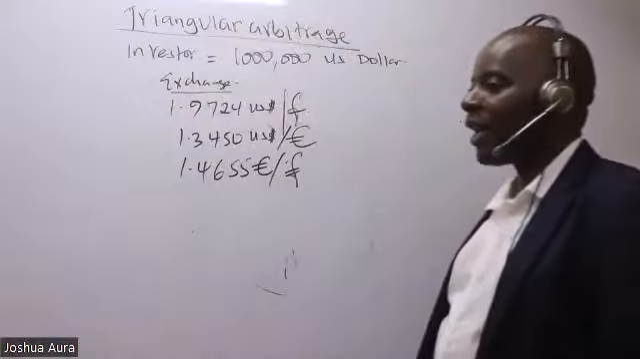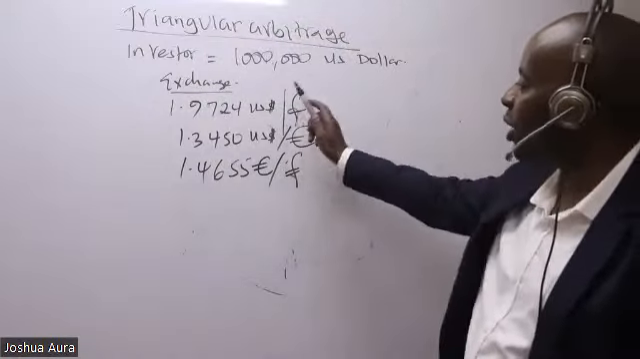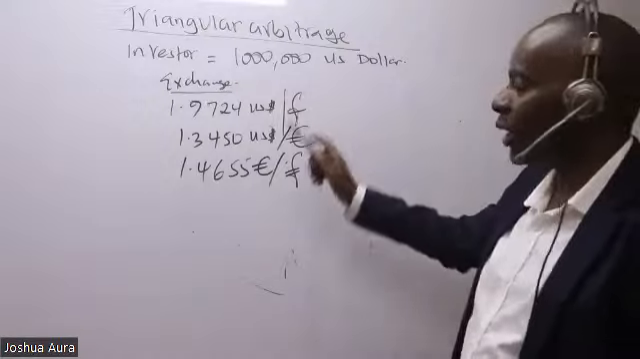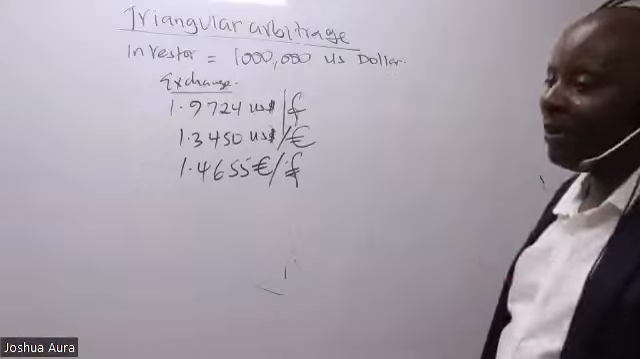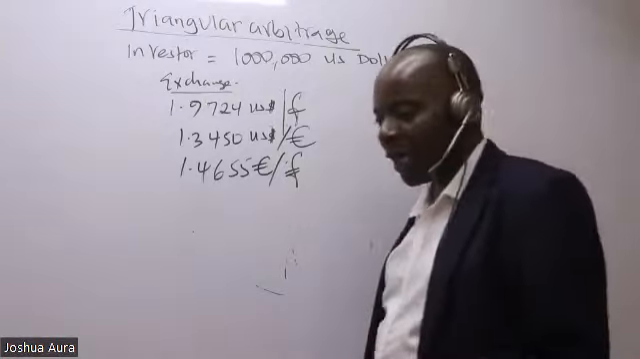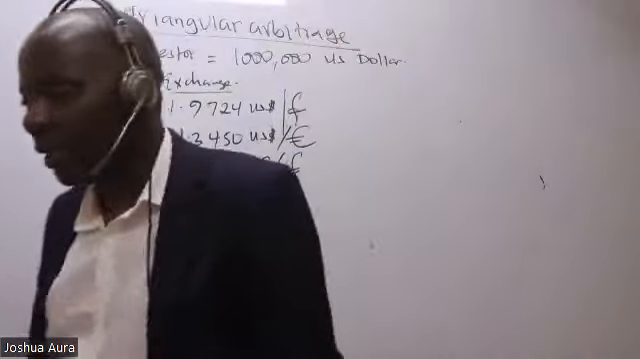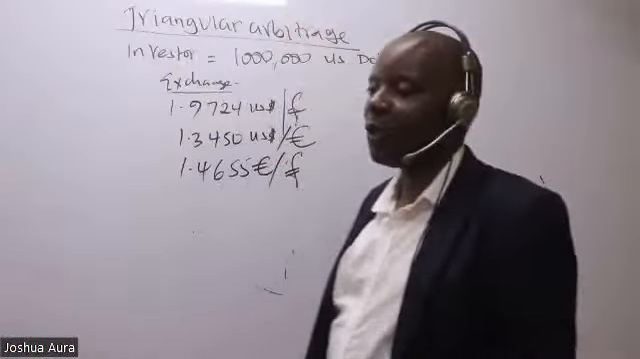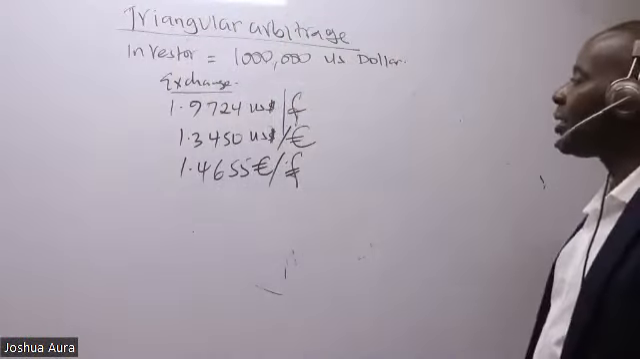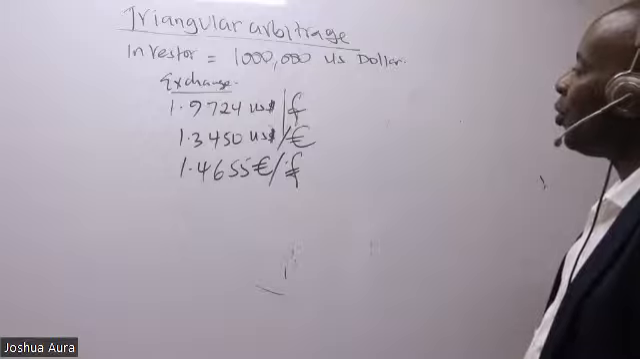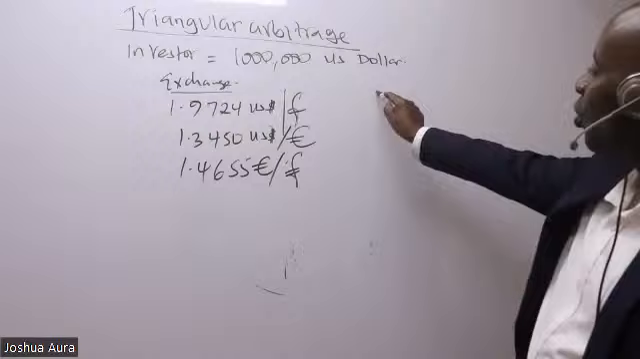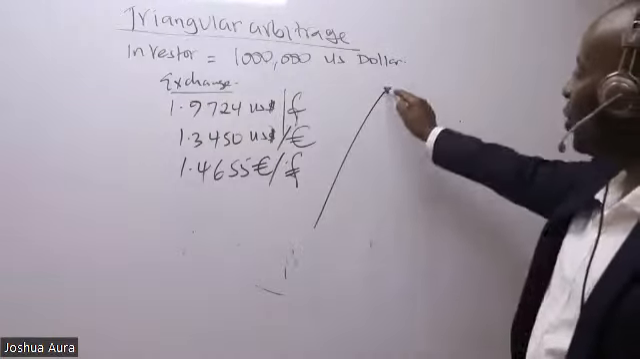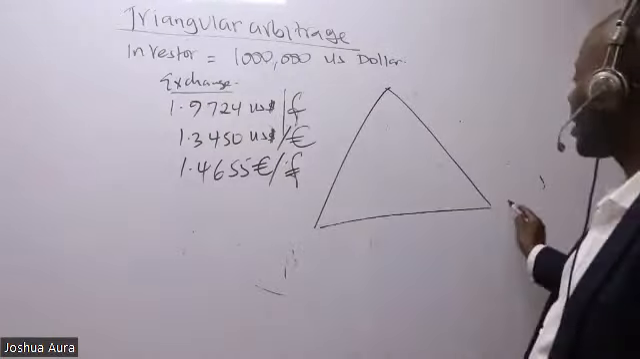Now, ladies and gentlemen, how much do you have? First of all, we have US dollar, pound, and then we have the euro. There are three currencies, so this has to be a triangular arbitrage. And if that is the case, then this is what I will do. I will come here and draw the triangle.